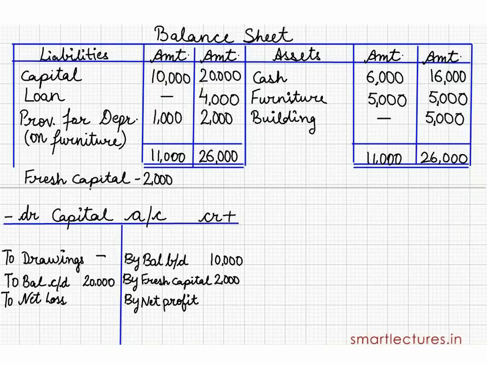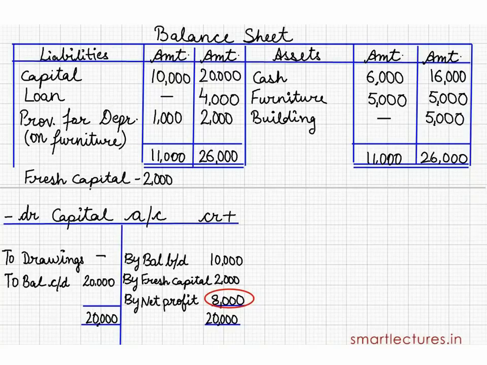So the total on the debit side is 20,000. The total must be 20,000 on the credit side too, but on the credit side the total is only 12,000. It means one item is missing, and that must be net profit. So this is the balancing figure, rupees 8,000. One thing is clear: this firm has earned net profit of rupees 8,000.